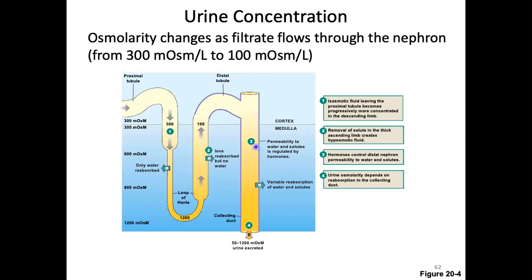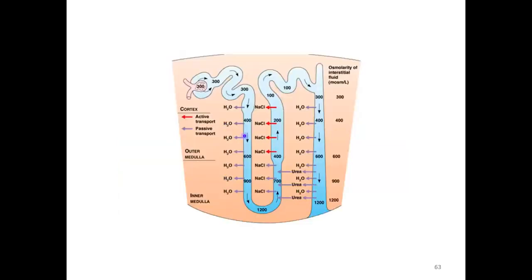Permeability to water and solutes is regulated by hormones. With ADH, if you're really dehydrated, you're going to have a lot of ADH and you're going to reabsorb a lot of water so that your urine is really concentrated. Why is it concentrated? Because you're not peeing out the water, you're reabsorbing it. If you are really hydrated, let's say I've been drinking enough water, you're not going to have a lot of ADH here, so you're not going to reabsorb water and you're going to pee it out. Your urine particle concentration is going to be around 50 milliosmoles.